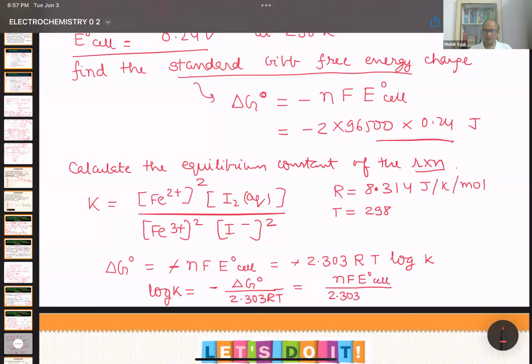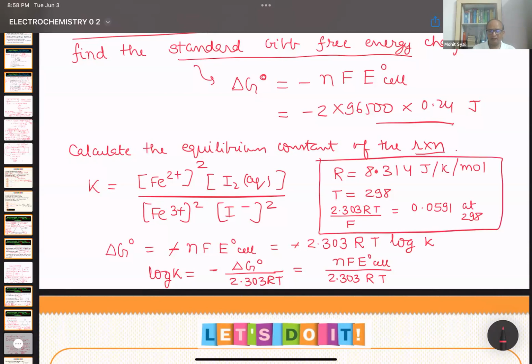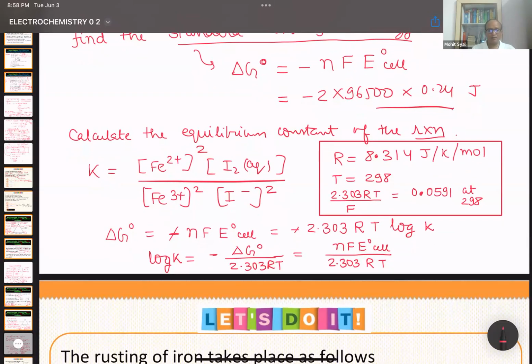2.303 into R into T equal to log K. You will put these values. Let me make it very simple for you. We have seen in the Nernst equation, 2.303 R into T by F equal to 0.0591. Remember this at 298 Kelvin. So you don't have to put these values again and again. Just remember it, 0.05, or you can take it 0.06.